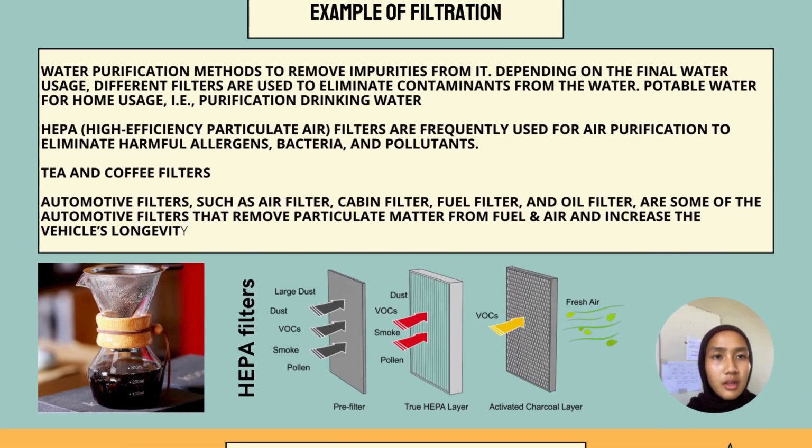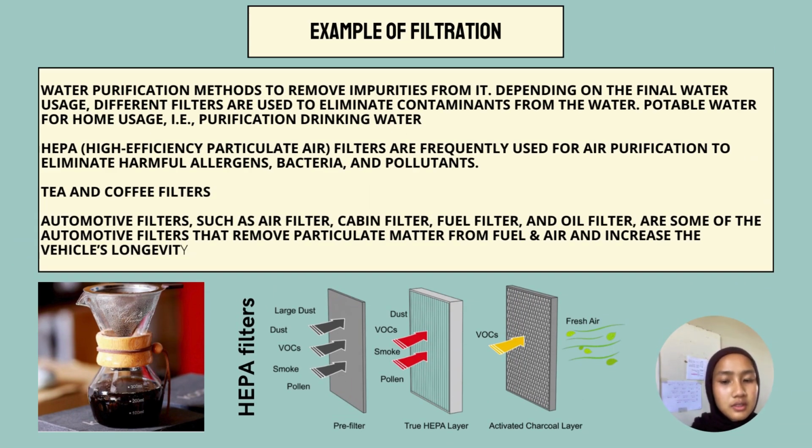For examples of filtration, the first example is water purification methods to remove impurities from water. Depending on the final water usage, different filters are used to eliminate contaminants from the water, such as potable water for home usage. The second one is HEPA filters, which are high efficiency particulate air filters, frequently used for air purification to eliminate harmful allergens, bacteria, and pollutants.